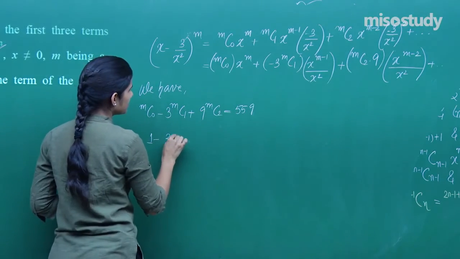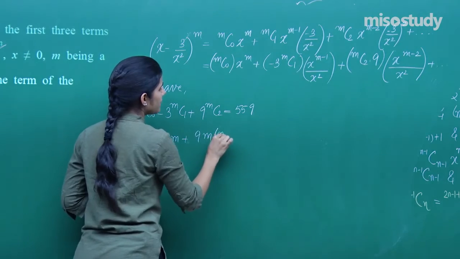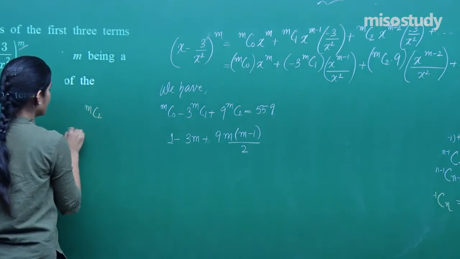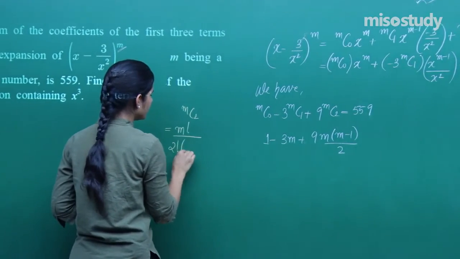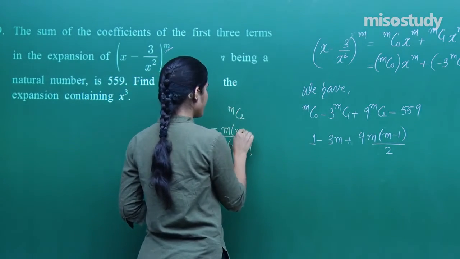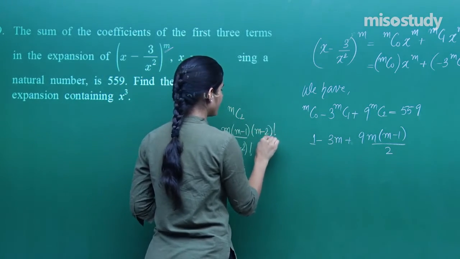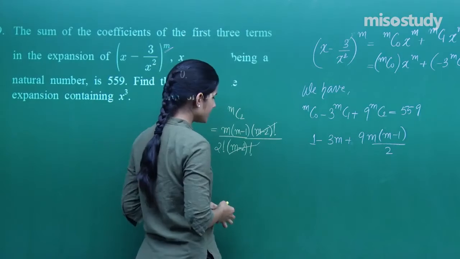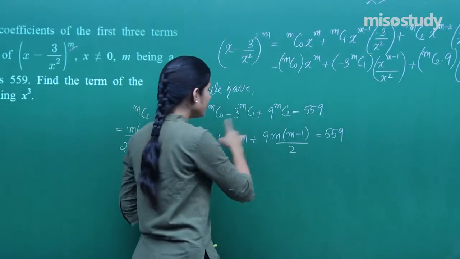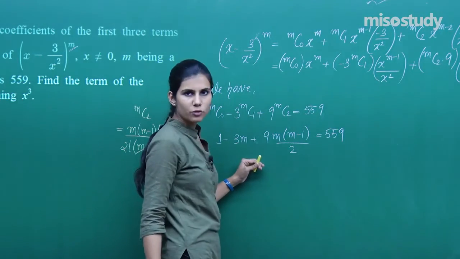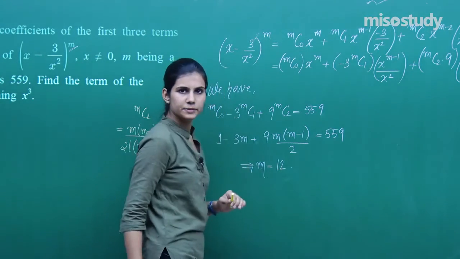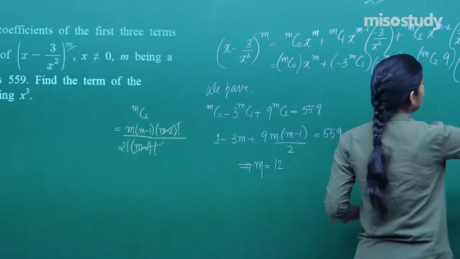mc0 is 1 minus 3m plus 9m into m minus 1 by 2, because mc2 is what? What is mc2? It is m factorial upon 2 factorial into m minus 2 factorial. This is m minus 1, m minus 2 factorial. So you eventually get m minus 1 by 2. This is equal to 59. Clearly you can see when you solve this, you will get a quadratic equation in m, and when that is solved, you would get m equals 12. When 12 is obtained, you have evaluated m.